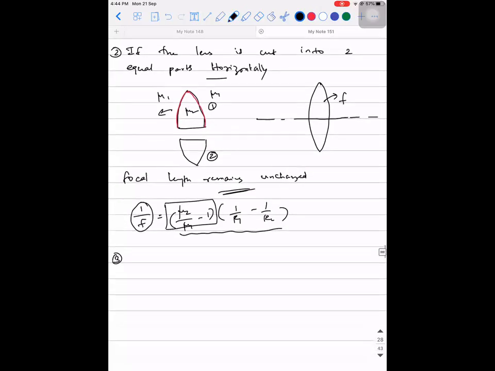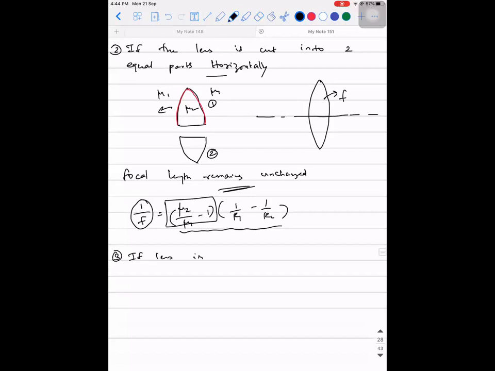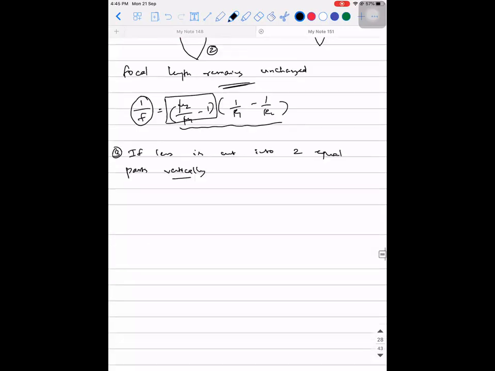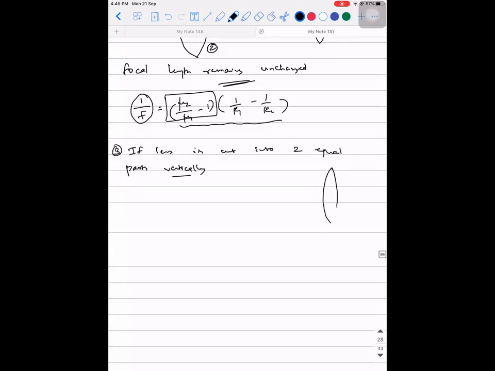Last point. If the lens is cut into two equal parts vertically, what will happen? The lens is cut into two equal parts vertically, then what would have happened? So one side will be what? So both the parts will be what? They'll be plano-convex in nature.